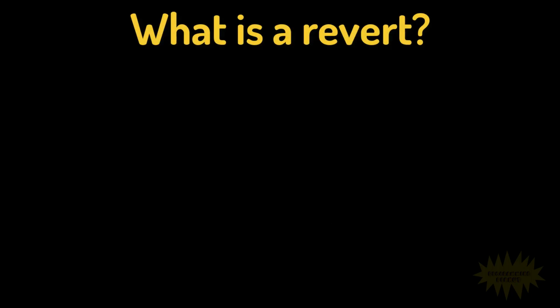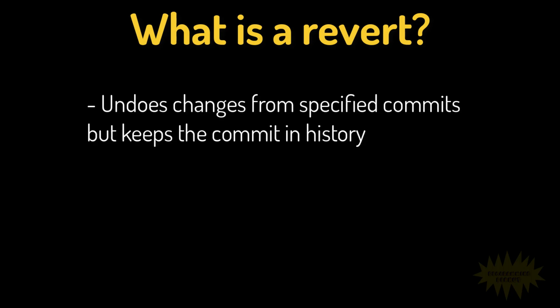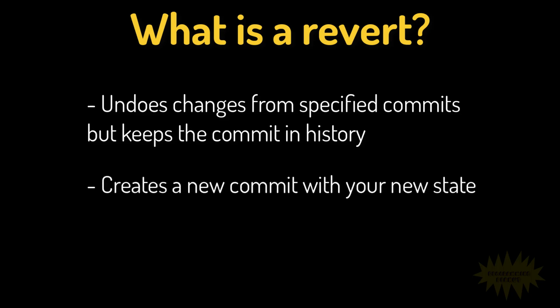All right, so what is a revert? A revert in Git will undo the changes from the specified commit, but it'll keep the record of that commit in the commit history. Also, it'll create a new commit saying that you undid the changes from the previously specified commit.